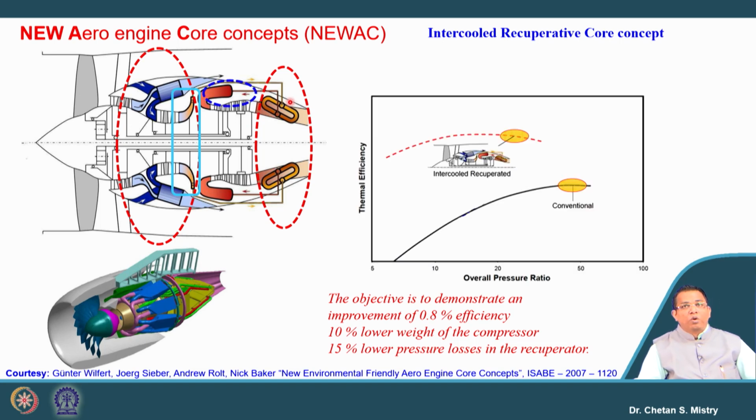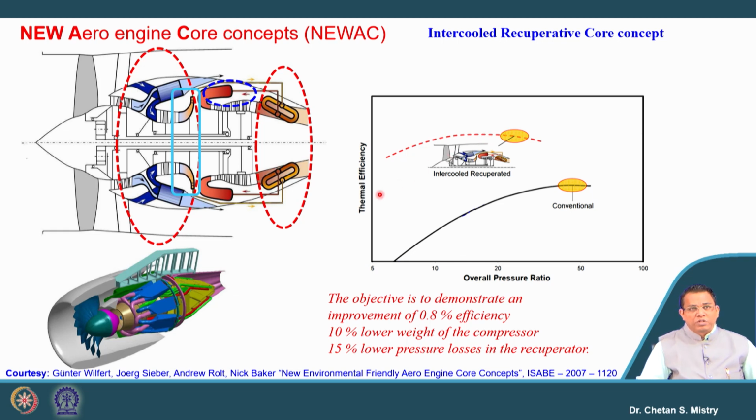So let's look at what is happening. Somewhere here if we look at, it says my overall pressure ratio is in the range of say 50:1, which is giving say thermal efficiency of some number. By incorporating this concept, we will be able to achieve high thermal efficiency with lower overall pressure ratio. That's the benefit of incorporating this configuration.